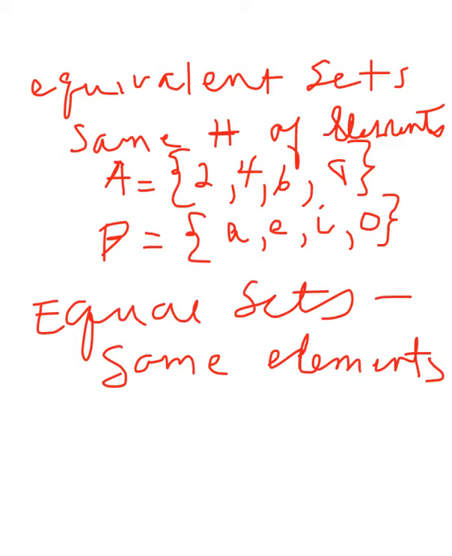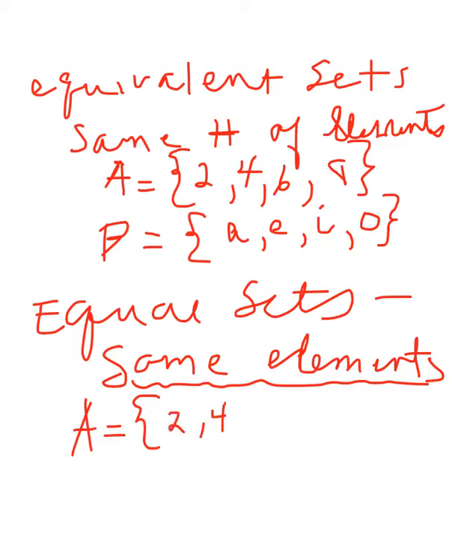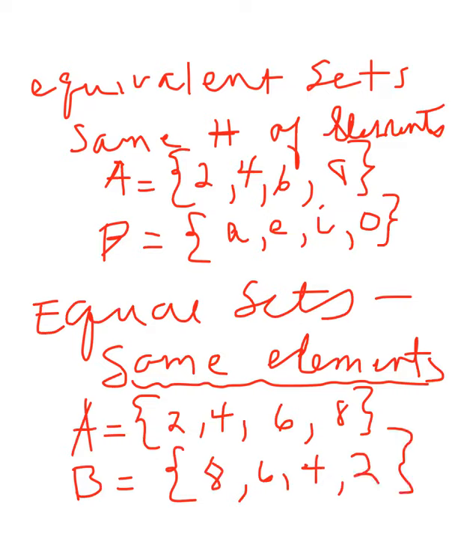So in the case of set A and B in the previous example, they are not equal. They are equivalent because they have the same number of elements, but they are not equal. So equal sets must have the same elements. Here's an example. Let's say A had the elements 2, 4, 6, 8, and B had the elements 8, 6, 4, 2. Because they have the exact same elements, we could say they're equal to each other. So there's a difference between equivalent sets and equal sets.